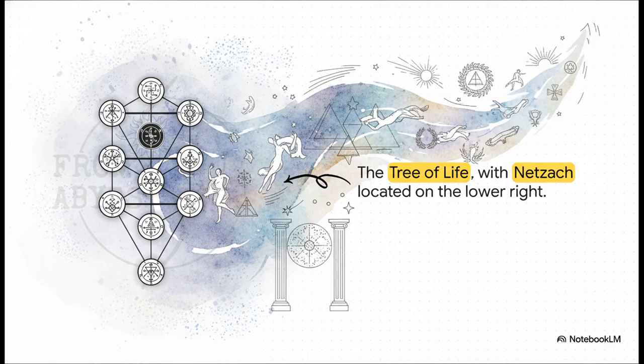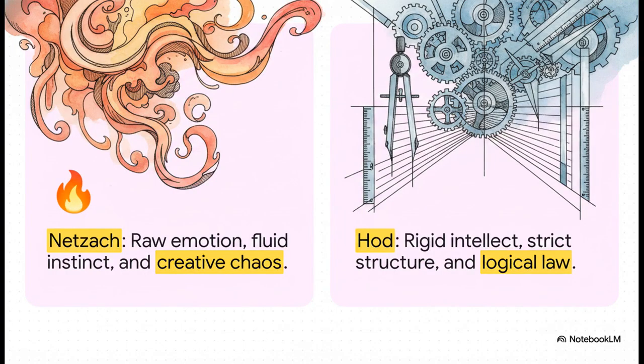Netzach literally translates to victory or instinct. It's this fundamental emanation representing the divine beauty of inner perfection. Think of it as your gateway to the astral plane and the realm of thought forms that actually shape our future. Now, to really grasp what Netzach is, it actually helps to look at what it isn't.